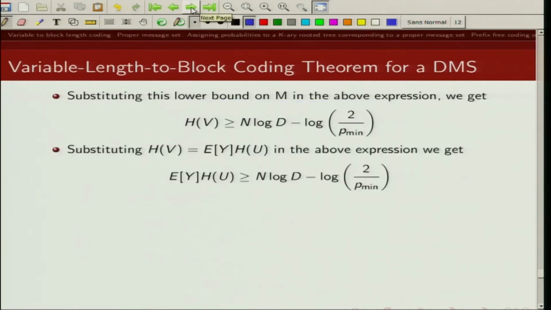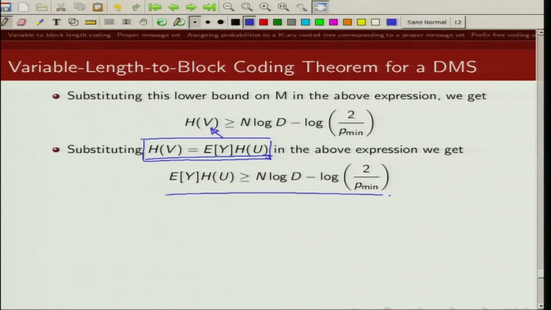Now we have proved this result, which follows from the leaf entropy, that the uncertainty in V is given by the expected value of y times the uncertainty in this letter u emitted by this discrete memoryless source. So if I plug this one in here, I get this relationship, right?